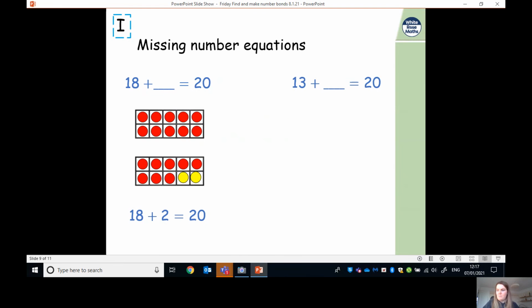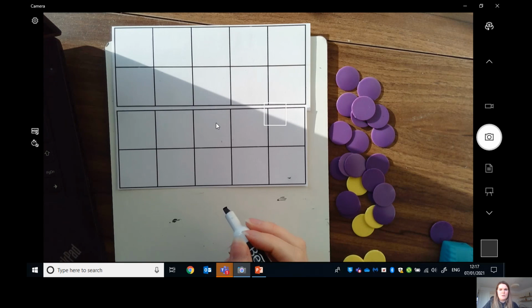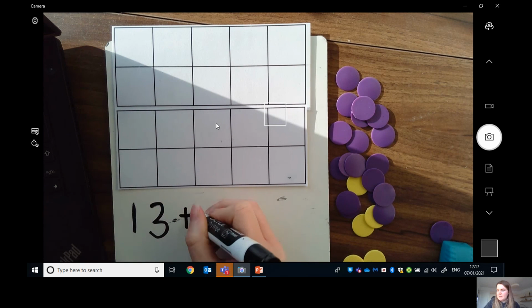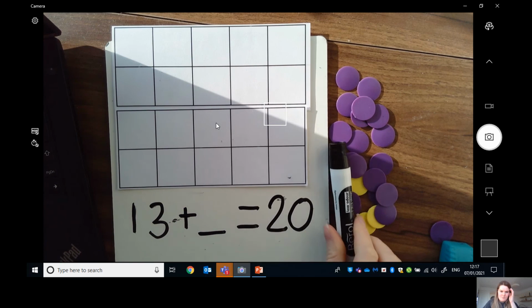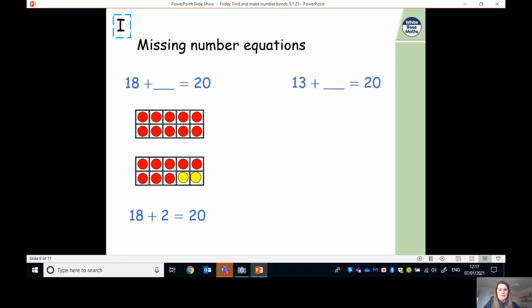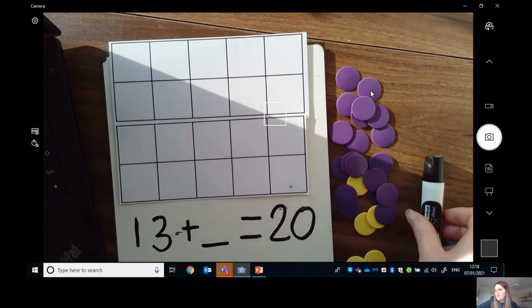All right, new sum. My sum is 13 plus something equals 20. So the first thing I need to do is what? Write the sum. 13 plus something equals 20. Okay? And I can double check that I got my sum right. 13 plus equals 20. Okay, so let's have a look. What do I do first? Absolutely right. The first thing I need to do is get my 13.